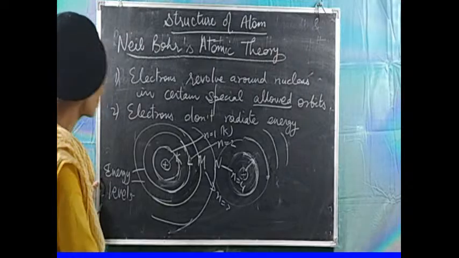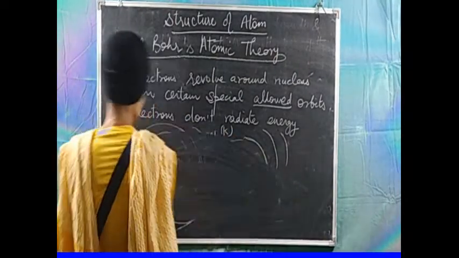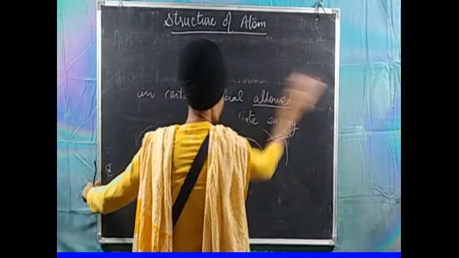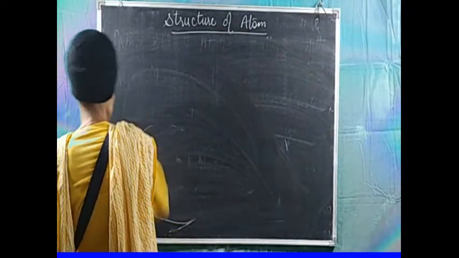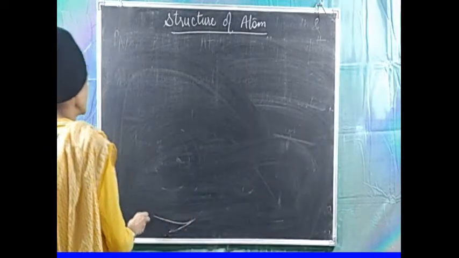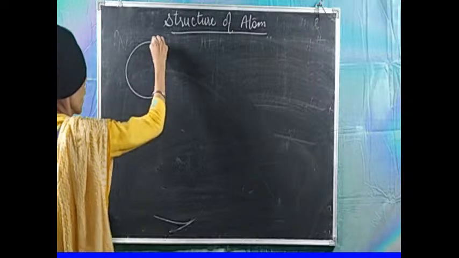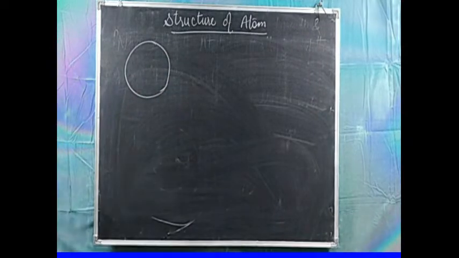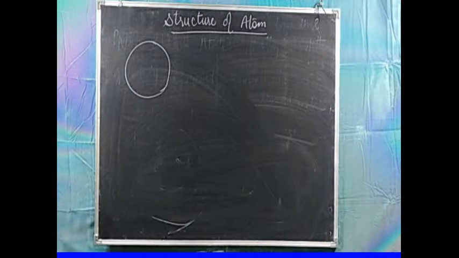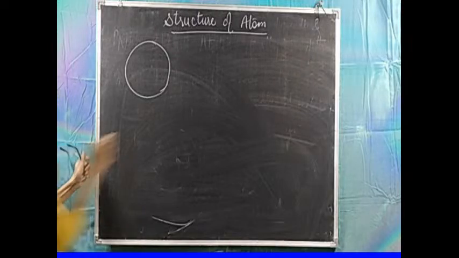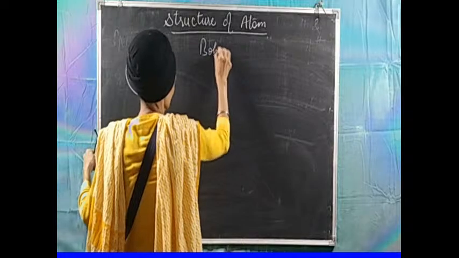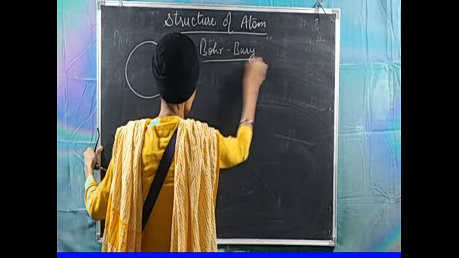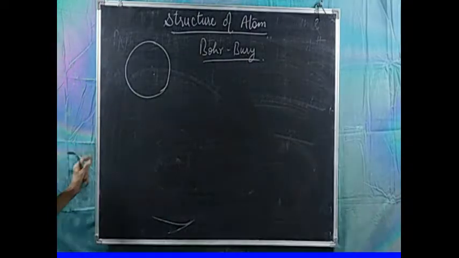Now we will draw Bohr's model for a few atoms, a few elements. Let us start with the hydrogen atom. You know that hydrogen has 1 proton and 1 electron, so it has a single orbit. But before drawing Bohr's models, Bohr and Bury were two scientists who gave a few rules on how to distribute electrons in various shells.